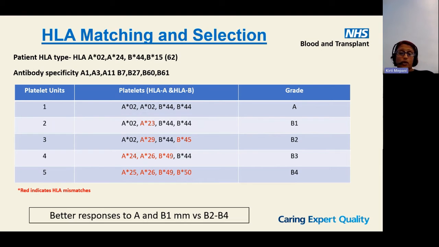So when we do request for platelets, bear in mind there's a reason why we ask for 24 hours notice, and that's so that we can get you the best platelets, and that's where we're aiming at A and B1, because we know that better responses occur from those. Next slide.